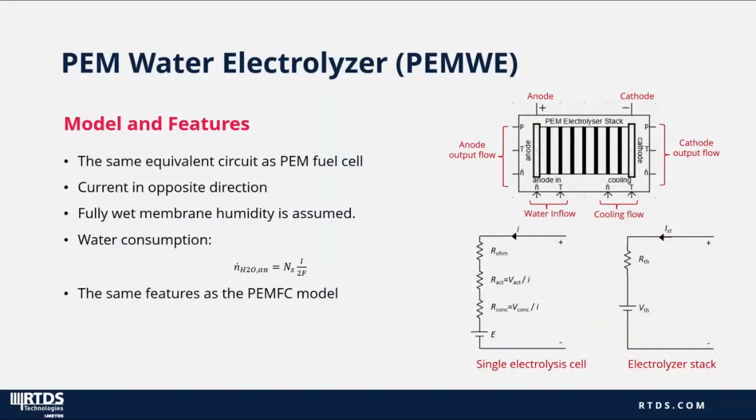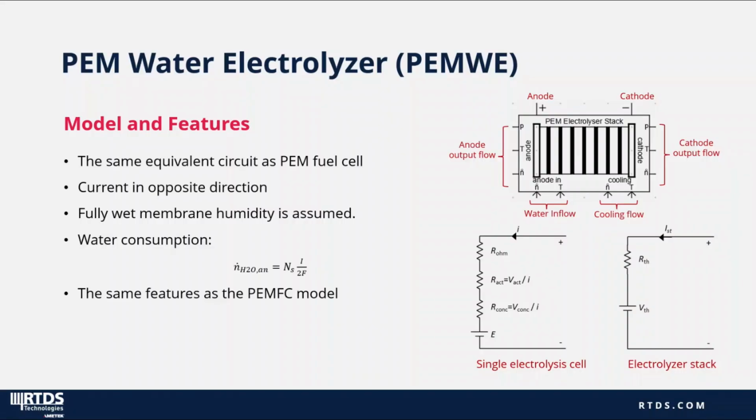PEM electrolyzer has the same equivalent circuit as the fuel cell. However, because the current flows in the opposite direction, the voltage components add up to the reversible voltage component of the cell. For this model, we assume the membrane is fully hydrated because water is continuously supplied to the electrolysis cell. The water consumption inside the cell is directly proportional to the current of the cell, and it is modeled using this equation.